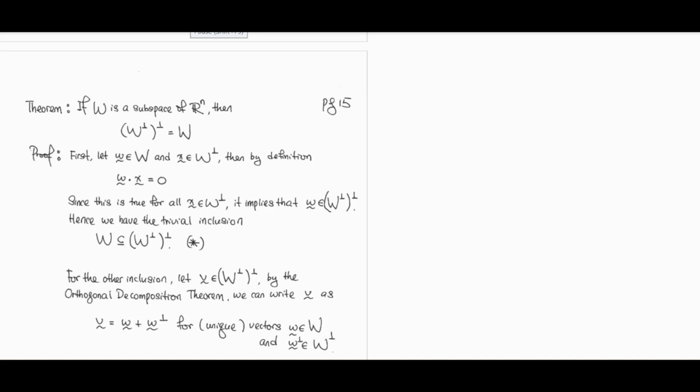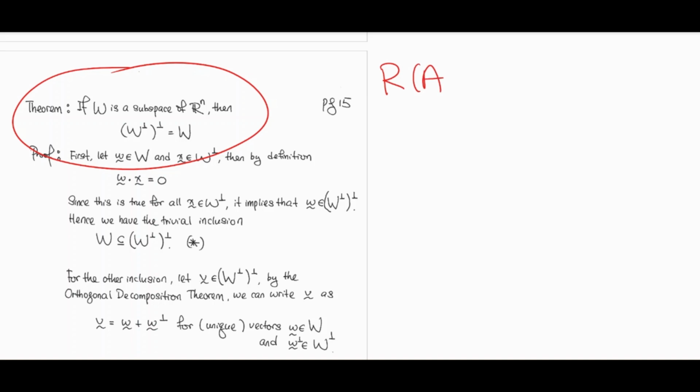All right, the last thing we want to do is to apply the orthogonal decomposition theorem to prove this. We used this before. Remember that a while ago, we looked at the row space of A and the null space of A, and we know that the row space of A and the null space of A are orthogonal complements of each other. And I also said that if we do this, then this is this.